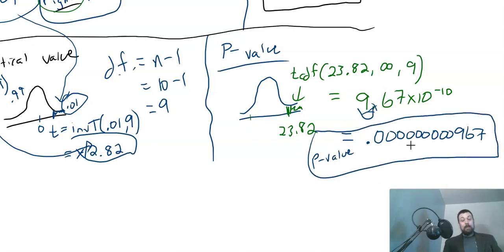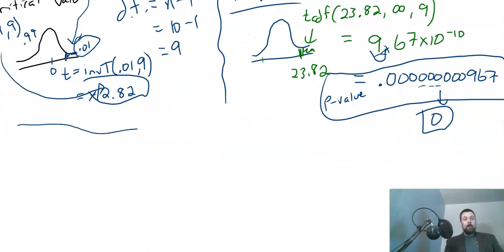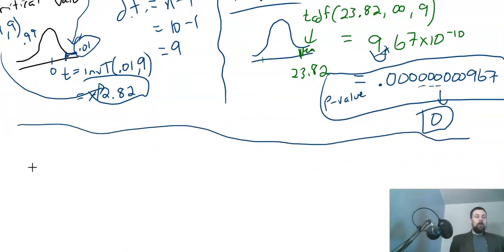Which, like I said, if they ask you to round to 4 decimal places, 5, 6, this is just going to round to 0. So that may be what you end up typing into MyStatLab if this was your homework problem. All right. So what do I conclude? Well, we already kind of talked about that, but the conclusion is we will not fail to reject.